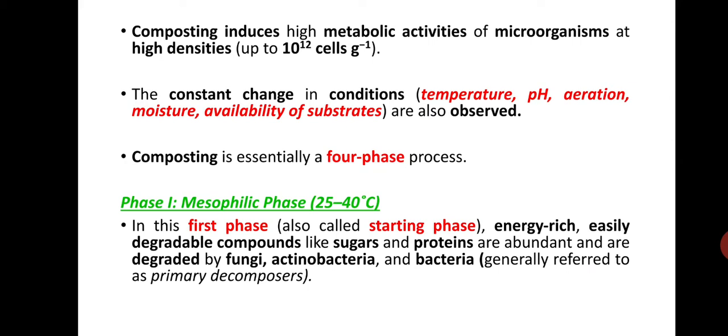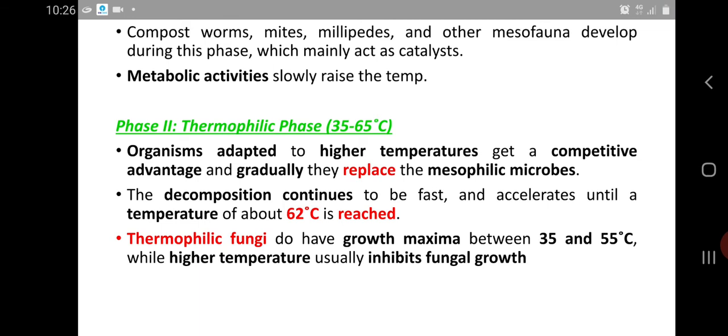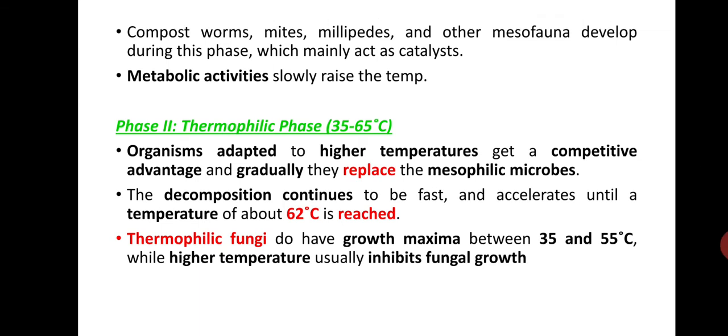Here you will see that the compounds are easily degradable, like sugars and proteins, and they are easily degraded by fungi, archaebacteria, actinobacteria and bacteria, right. So these are the primary decomposers. Now compost worms, mites, millipedes, etc., also develop at this stage, during this primary decomposition stage. Slowly, the metabolic activity of these components raises the temperature.